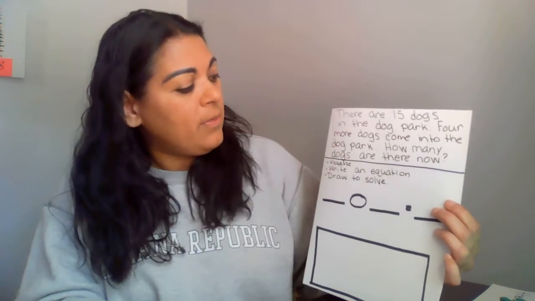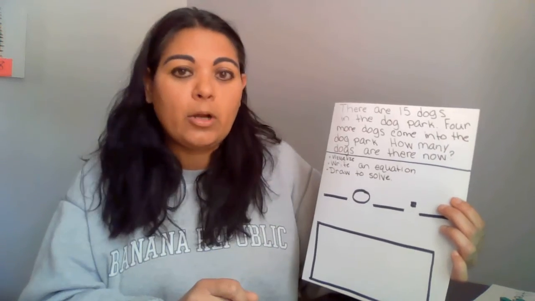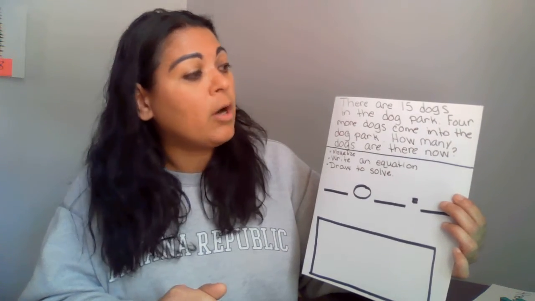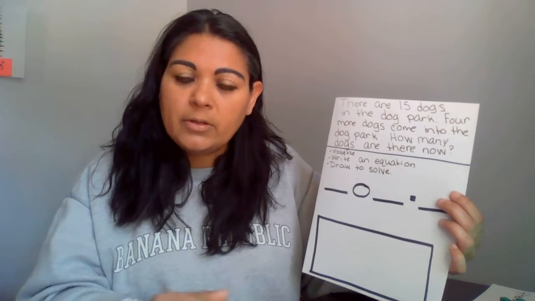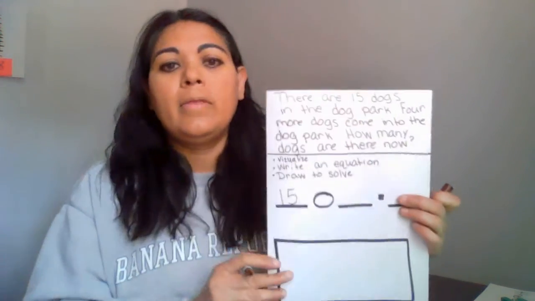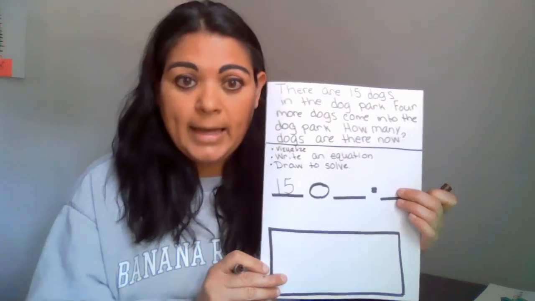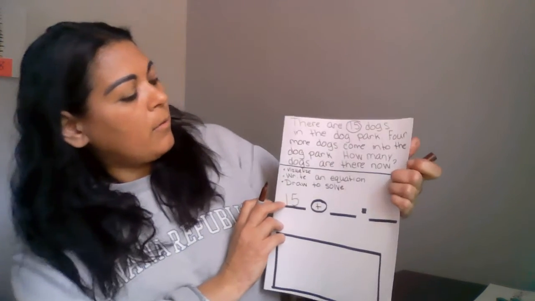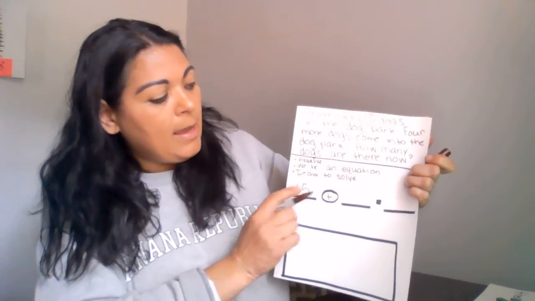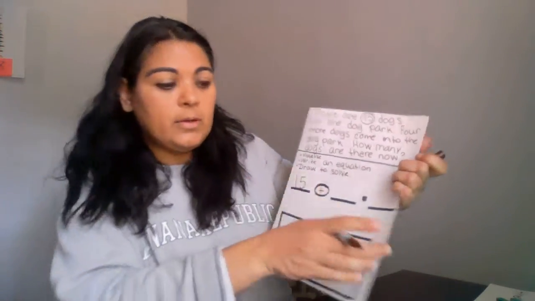So now we need to think. After we visualize, we need to write our equation. So we want to look at the information that's given to us first. First, there are 15 dogs. That's our altogether number in the park. So I'm going to write 15 in our equation. Then we said we were adding because some more came in. Okay, 4 more dogs come into the park. Okay, so 15 were there, and then 4 more came in. So there's our 4.